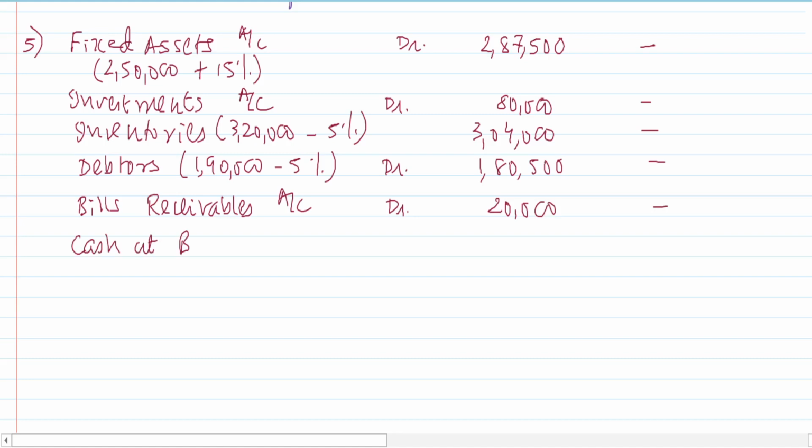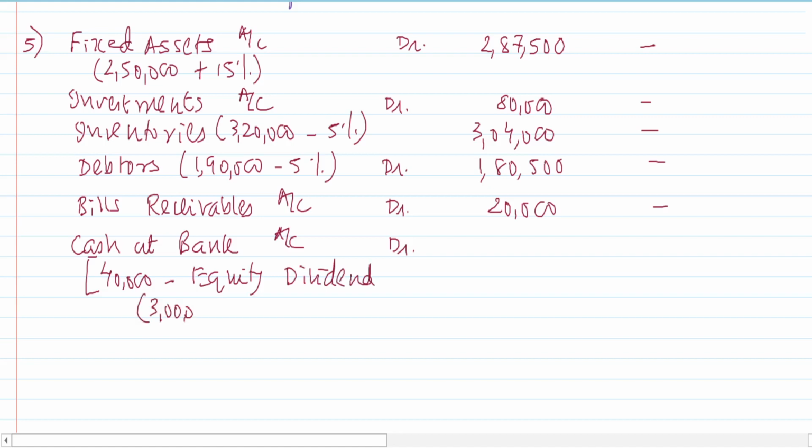Cash at bank account. Be careful here, cash at bank. Selling company has 40,000, but selling company will also pay equity dividend. Selling company is paying equity dividend of 30,000, right? So the cash that is left is 10,000, right?